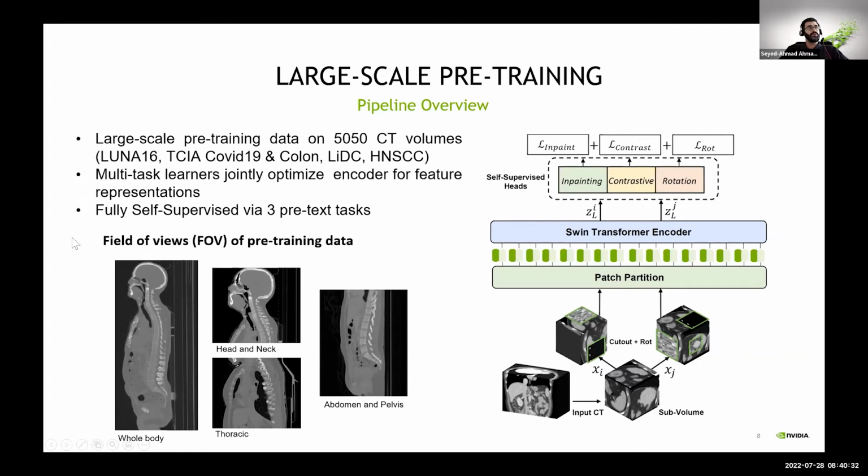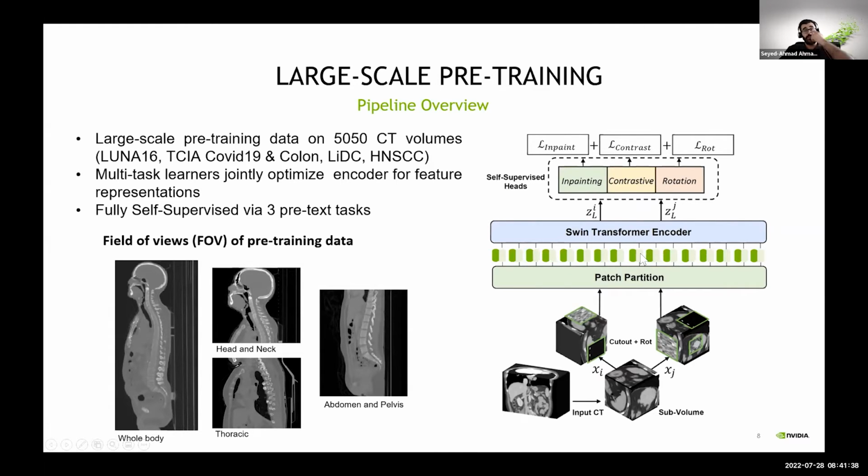Now, this work has another key contribution, which is to pre-train a large SWIN transformer encoder using self-supervision. This was done in this work on 5,050 CT volumes from different data sets: Luna 16, TCIA, COVID-19 and colon, LIDC, HNSCC. Basically, these are data sets of CT for different areas of the body from the hip upwards. So we have abdomen and pelvis, thoracic CTs, head and neck CTs, and whole body CTs across these volumes. And, we will come to this later, this SWIN transformer encoder was pre-trained on 96 by 96 by 96 random crops from these volumes, in order to learn a strong transformer encoder that can then be fine-tuned towards downstream tasks by basically fine-tuning the CNN decoder.